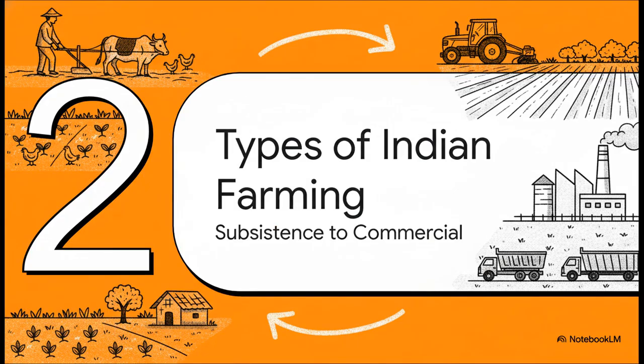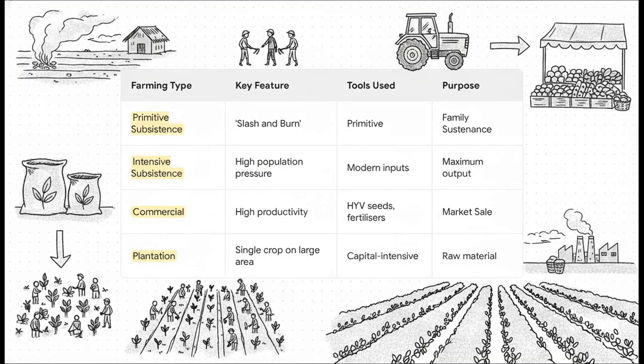So, does everyone in India farm in the exact same way? Of course not. The way people farm changes based on where they live, the kind of climate they have, and what they need. So let's explore the different types of farming we see across India, from the very basic to the big commercial ones. Okay, this table has a lot of key information, so let's go through it slowly one by one. First up, we have primitive subsistence farming.